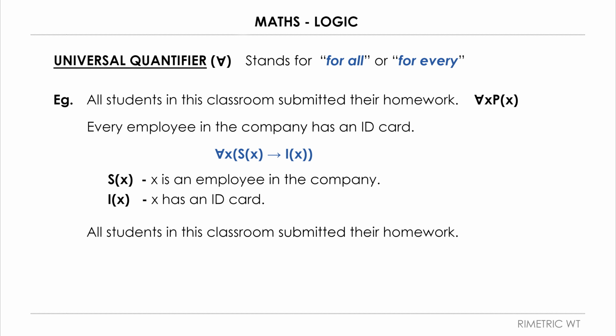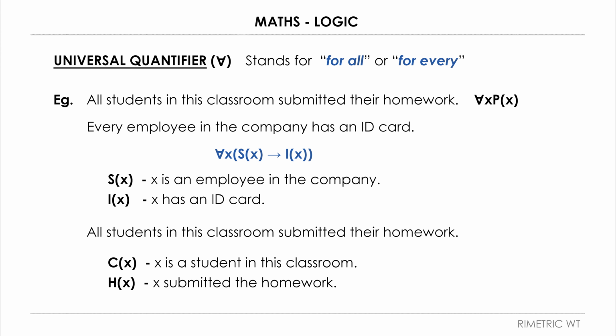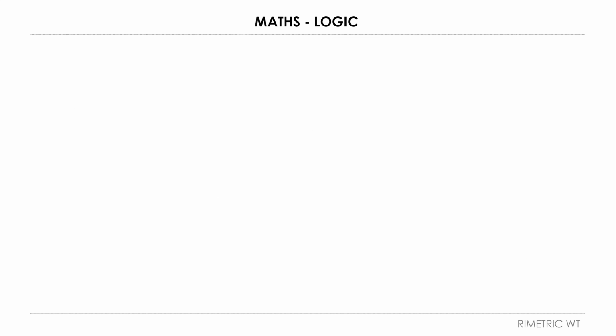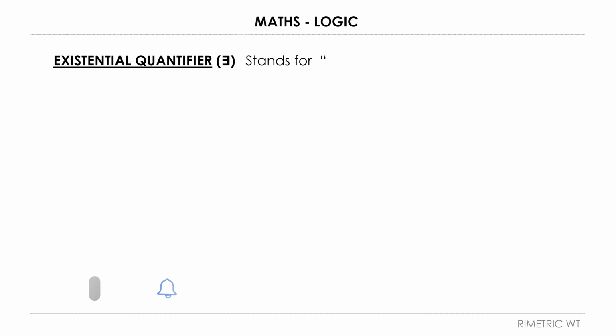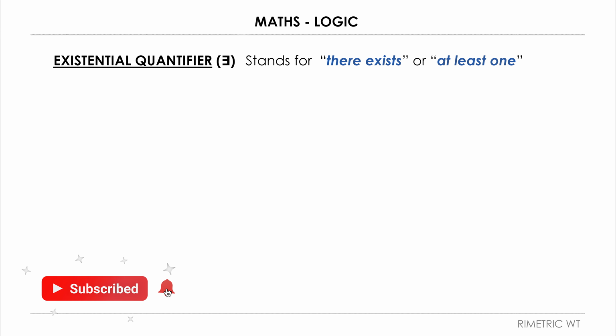The first example can also be expressed as such, where we can say C of X being X is in this classroom, and H of X being X submitted the homework. Therefore, the statement all students in this classroom submitted their homework can be expressed as, for all X, C of X implies H of X. The second tool is the existential quantifier, symbolized by a backwards E, which means there exists, or at least one.